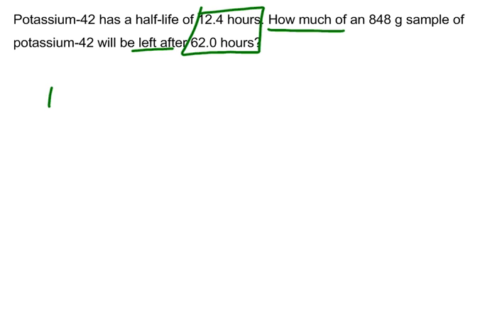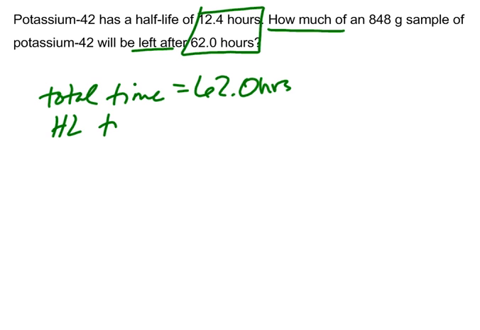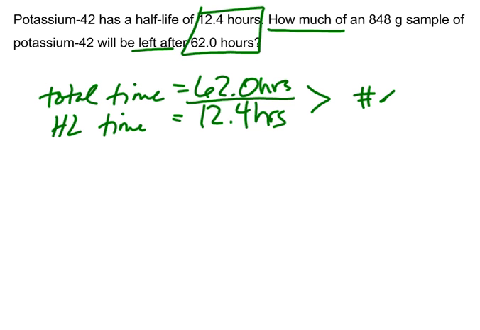So if the total time is equal to 62.0 hours, and each half-life time is equal to 12.4 hours, I can just divide, and it gives me the number of half-lives. If I take 62.0 and divide it by 12.4, I get 5 half-lives.